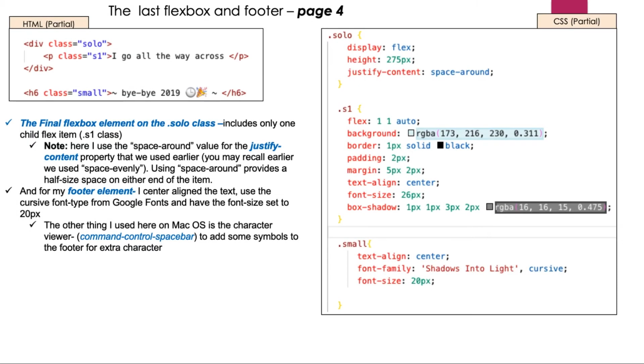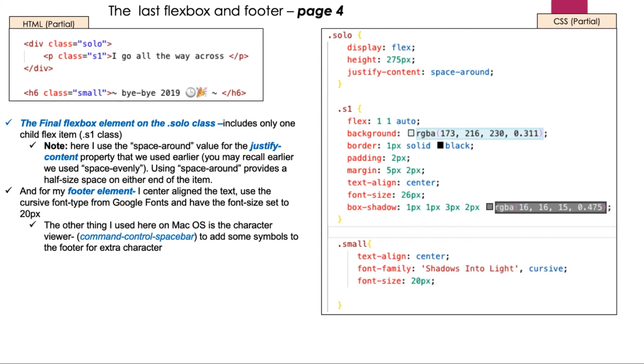Next, I have that third and final flex box that goes across with just one flex element. So this includes just the S1 class. The flex box is the solo class. The S1 is the one child class inside of it, or the flex item. Here I use the space around value for the justify content property that we used earlier. You may recall earlier that we used space evenly. Using space around provides a half size space on either end of the item, so it just looks a little different.